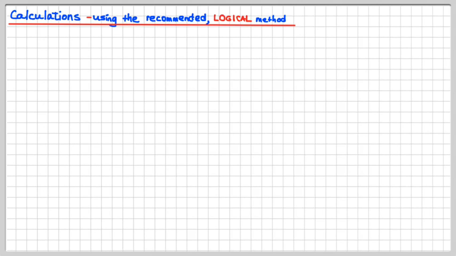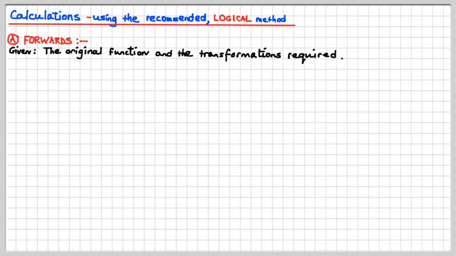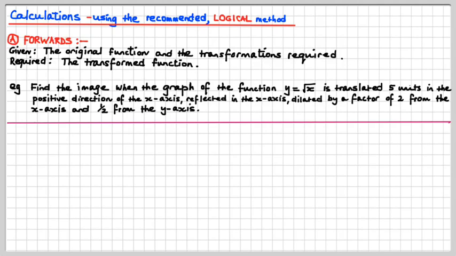So, calculations using my recommended logical method in the forwards direction: we are given the original function and the transformations required, and we're asked to come up with the final transformed function. Here's an example. Find the image when the graph of the function y equals root x is translated 5 units in the positive direction of the x-axis, then it's reflected in the x-axis, then it's dilated by a factor of 2 from the x-axis, and then a half from the y-axis.